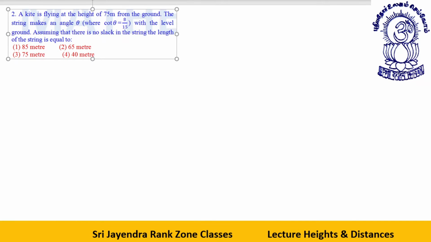A kite is flying at a height of 75 meters from the ground. The string makes an angle theta, where cos theta is equal to 8 by 15, with the level ground. Assume that there is no slack in the string. The length of the string is?